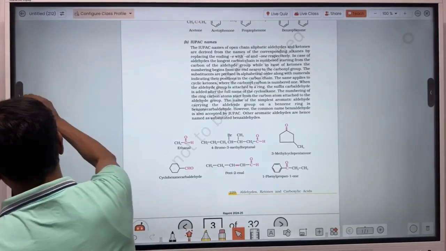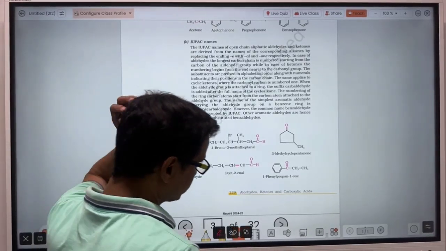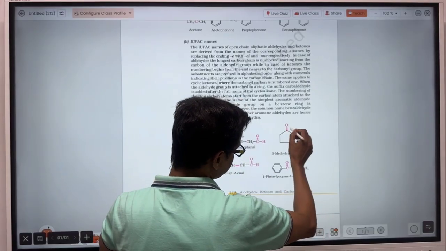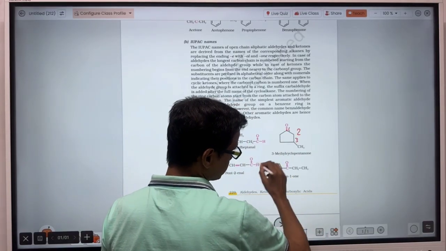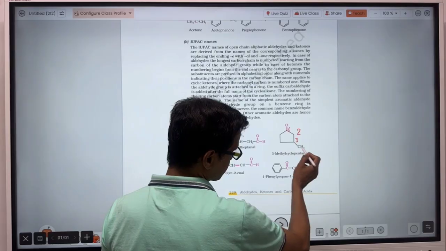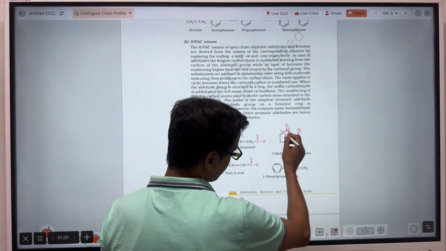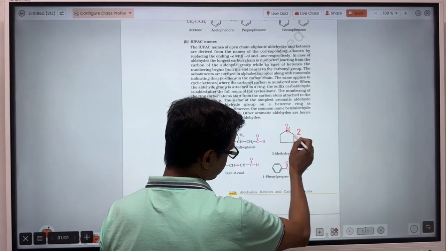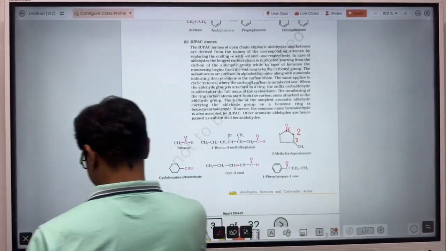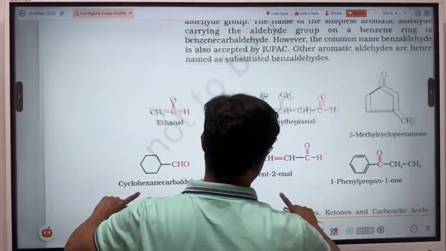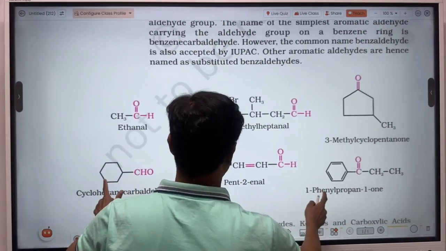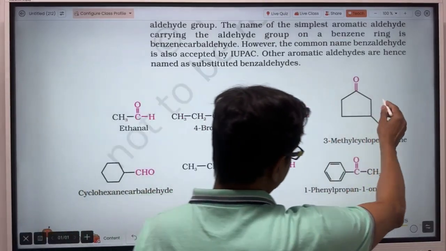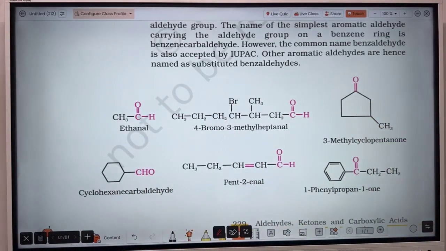Now the third one is here. This is about the ketone. So the ketone gets the first position, then second and third. At the third position there is methyl, and it is cyclopentanone. On both sides there is a carbon atom. This carbonyl carbon is bonded to a carbon atom from both sides, so that's why it is a ketone.